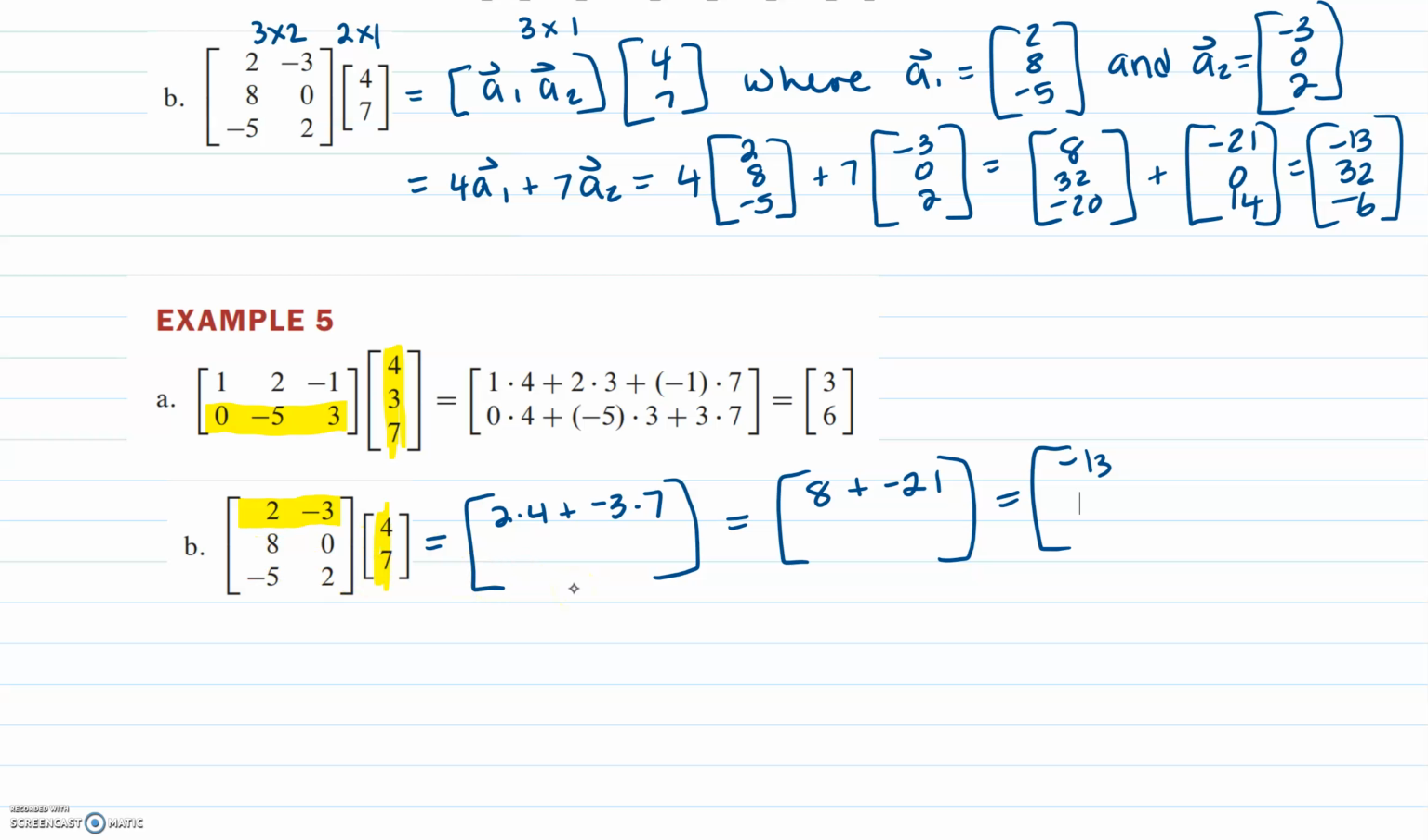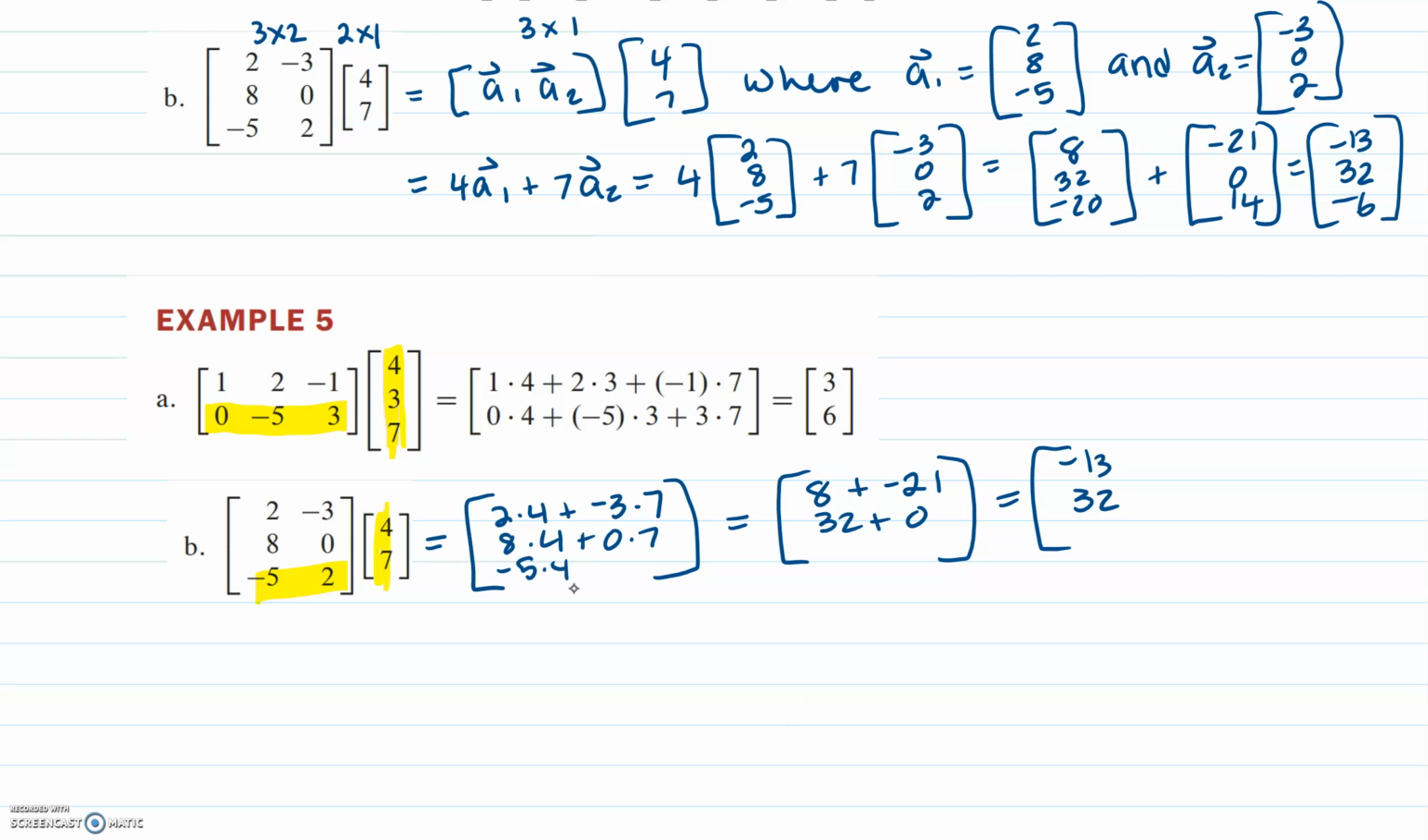So the next entry would be 8 times 4 plus 0 times 7, which is just 32. And finally, the last one would be -20 plus 14, which is the -6. Same answer as what we got here above.